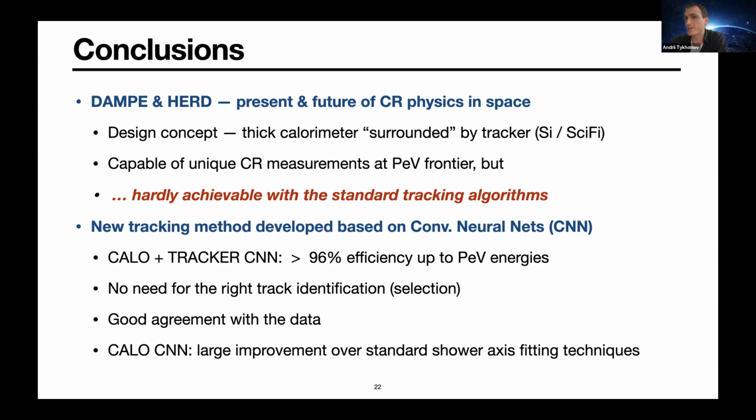And an interesting outcome of the project is that you can reconstruct the calorimeter shower axis much more precisely with neural nets compared to the standard analytical algorithms. This is a side product of the project, but it's a very interesting one.